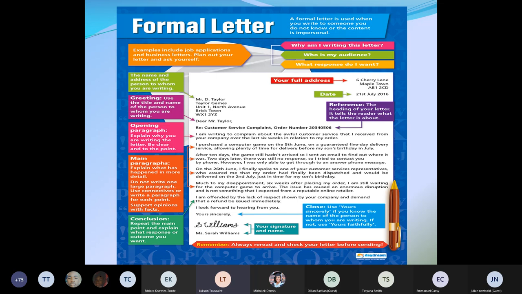And we see that the person they're addressing this to is Mr. Taylor. The company that he represents is Taylor Games. Then we have the address of the company, and basically we will have the P.O. box and all of that as well. So we have the sender's and the receiver's address, and then we're looking now at the greeting.